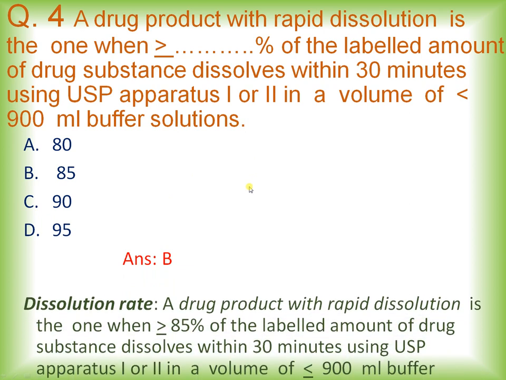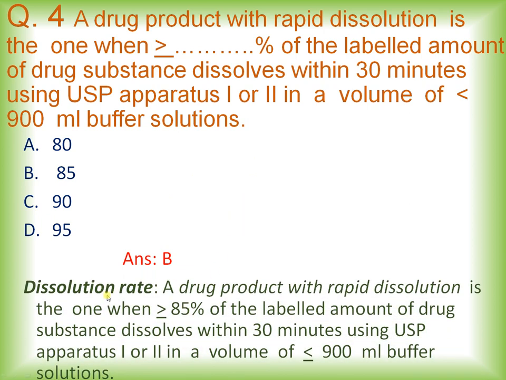So here, the dissolution rate: we say a drug product has rapid dissolution when the drug has more than or equal to 85% of the label amount of the drug substance dissolving within 30 minutes using USP apparatus 1 or 2 in a volume of less than or equal to 900 ml of buffer solution.